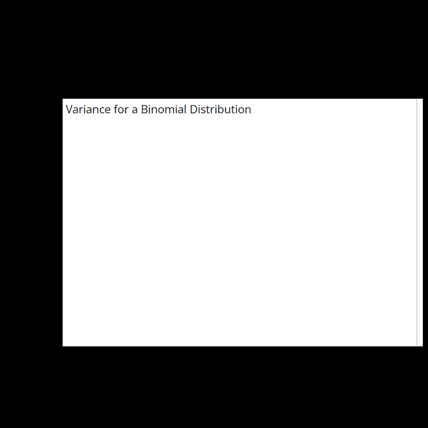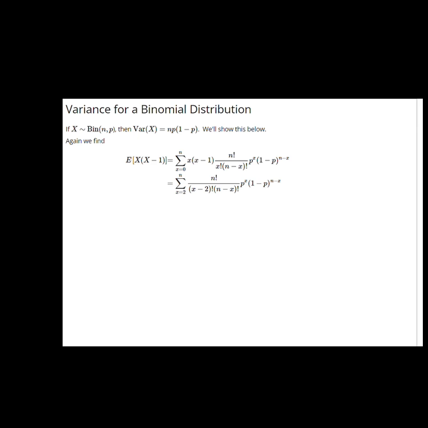Variance for binomial distribution. If x is a random variable with a binomial distribution, parameters n and p, then the variance of x is n times p times 1 minus p. To show this, we use an argument very similar to that for the Poisson distribution. We begin by finding the expected value of x times x minus 1, writing that as a sum over x goes from 0 to n, x times x minus 1, times the binomial probability function. As before, we can begin that sum at x equals 2.